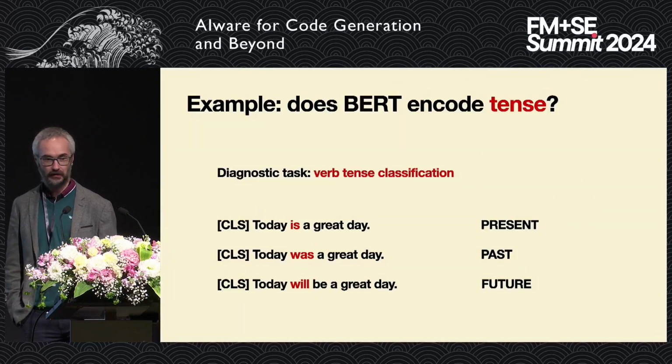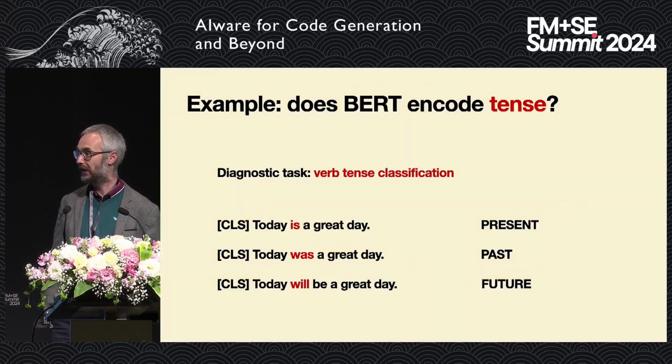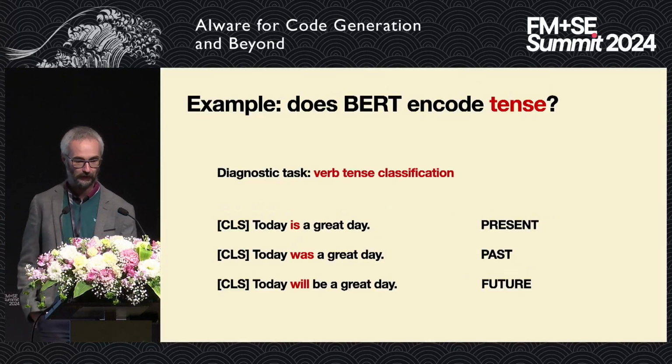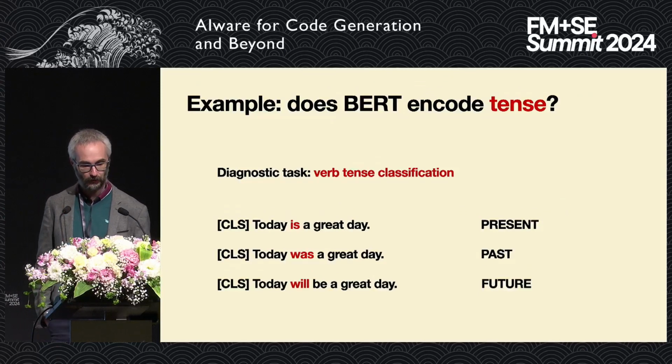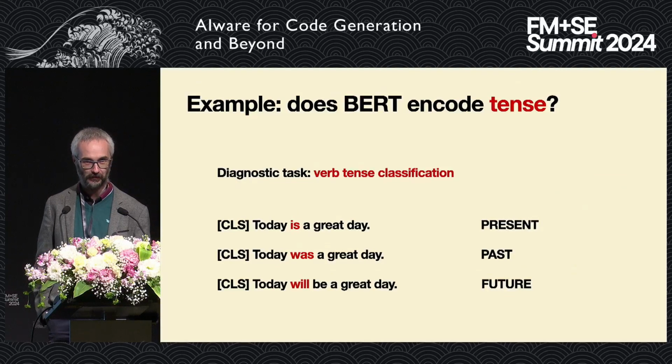Concretely, if you wanted to know if the BERT foundation model encodes the tense of a sentence, you would define a diagnostic task, for instance, verb tense classification. You would build a dataset of a bunch of examples with sentences in different tenses, and label them with the actual tense. The diagnostic task would be to predict the tense of the sentence based on the encoded input.